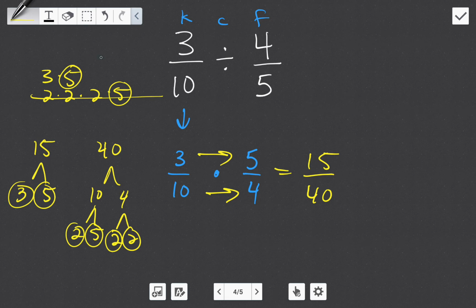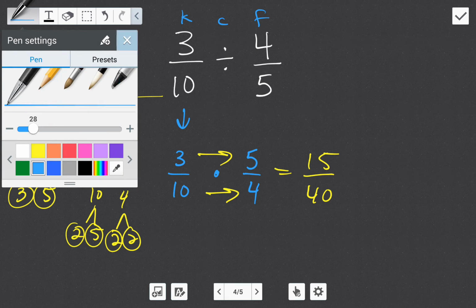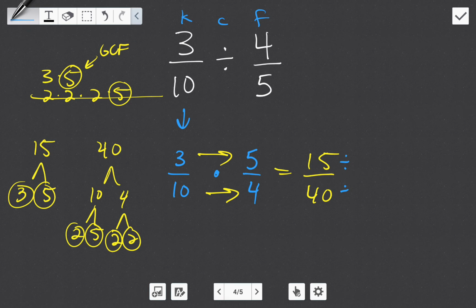Now, I only have one number, so that means that 5 is my GCF, which means I'm going to use that to divide both the numerator and the denominator by that GCF, that greatest common factor. 5 is the biggest number that goes into both 15 and 40 evenly. 15 divided by 5 gives me 3, and 40 divided by 5 gives me 8. So this is my answer in simplest form. I can prove that because 1 is the biggest number that goes evenly into 3 and 8.